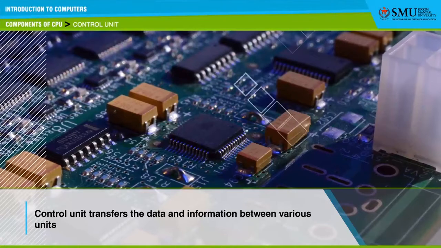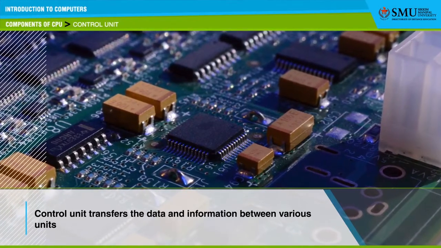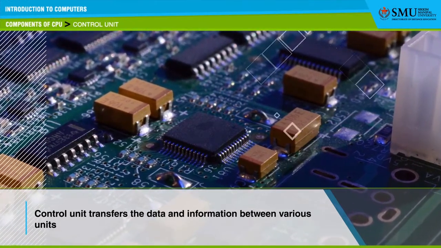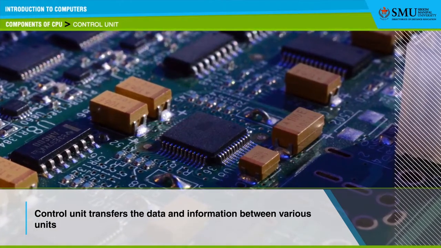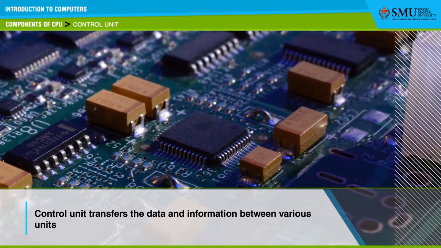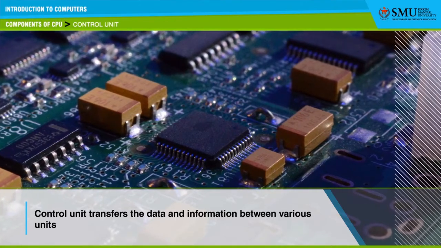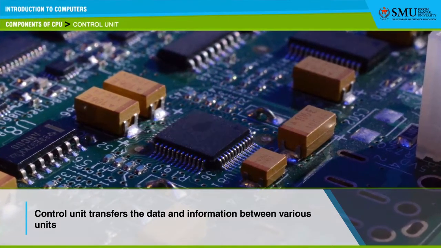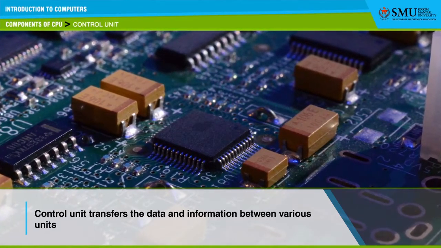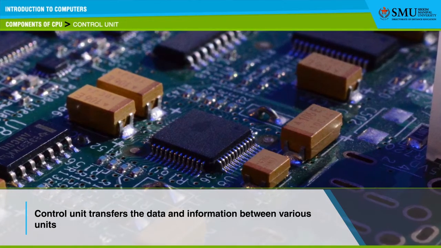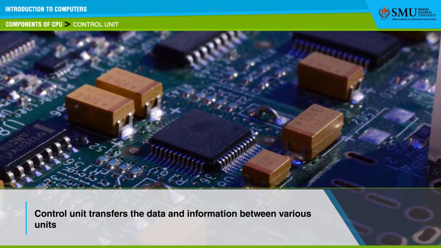Control unit. The control unit coordinates the activities of all the other units in the system. Its main functions are to control the transfer of data and information between various units, and to control the actions of the arithmetic logic unit. The control unit fetches instructions from the memory, decodes them, and directs them to various units to perform the specified tasks.